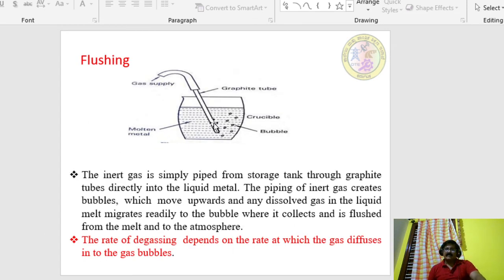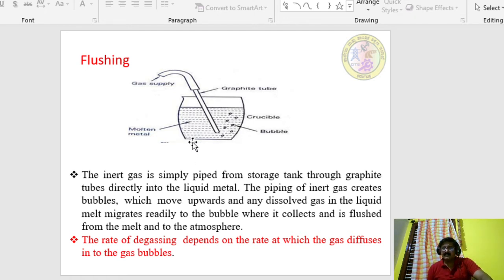Now, this is a typical flushing process which is generally adopted during melting of a metal, before pouring the liquid metal into the mold cavity. See here, a gas supply, right? A hose or a graphite tube which has been used. This is a crucible which contains a liquid metal, and these are some of the gas bubbles.